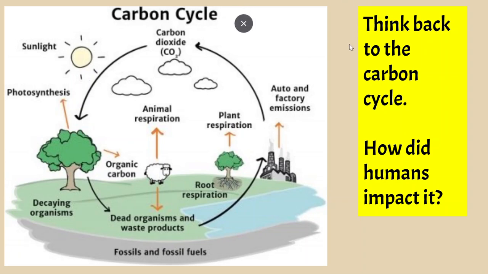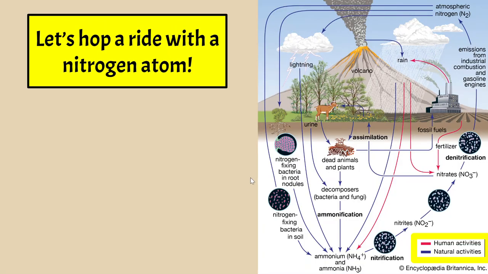All right, so think back to the carbon cycle. Of course, right now we're doing the nitrogen cycle, but think back to the carbon cycle. When we think about the carbon cycle, we can think about how humans impacted this cycle, right? We know that humans burned a lot of fossil fuels. We still do in cars and factories and things like that. So that's one thing that humans have done to impact that carbon cycle. So we're going to actually apply some of our thinking process to what happens with a nitrogen atom.